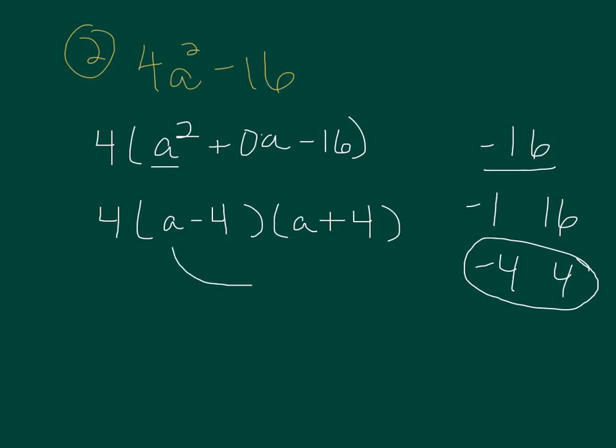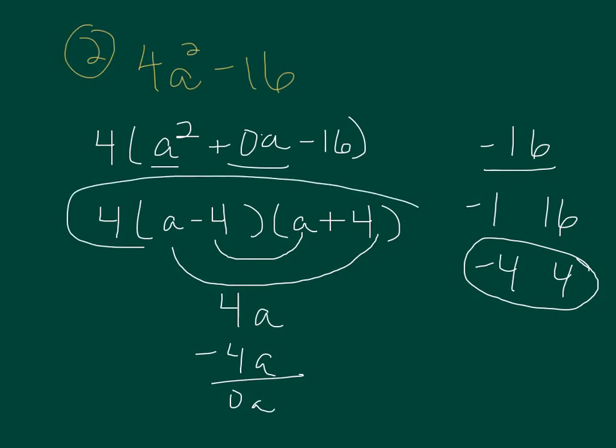Remember, you're going to take your outside. So a times a is a squared. Take your inside. Negative 4 times a is negative 4a. And I get 0a, which is what we want our middle term to be. So there's my answer. If that didn't work, we would go try the negative 1 and 16.